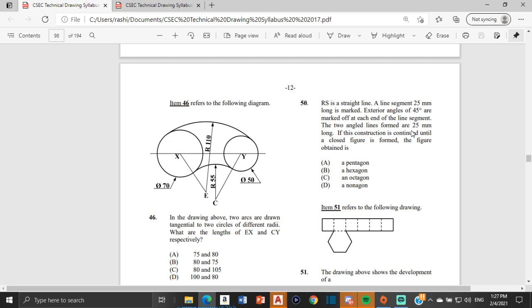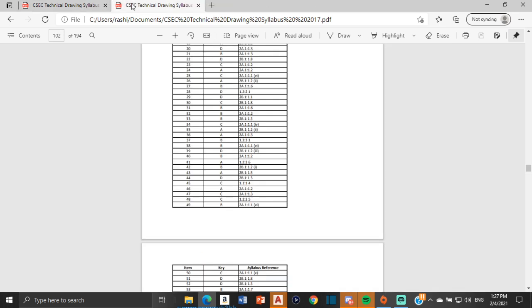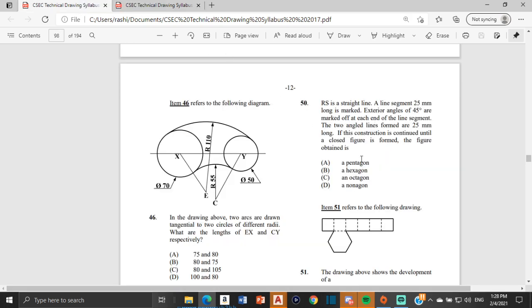So you have a straight line, a line segment, marked off, exterior angles of 45 degrees. That should be a hexagon. Let me see, number 50 would be an octagon. So if we have a line segment 25 millimeters long, and you have exterior angles of 45, 45 times 8. So the answer would be an octagon in that scenario.